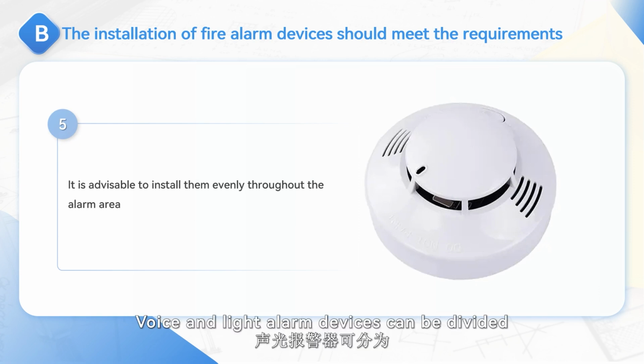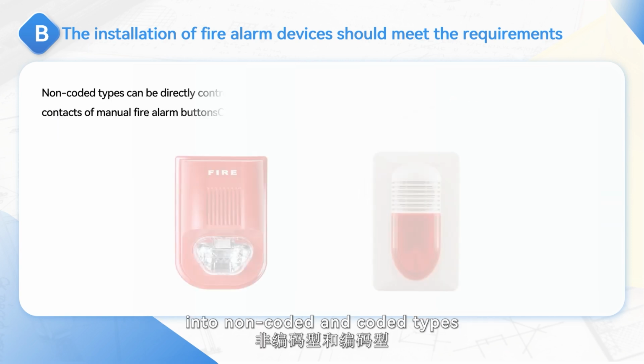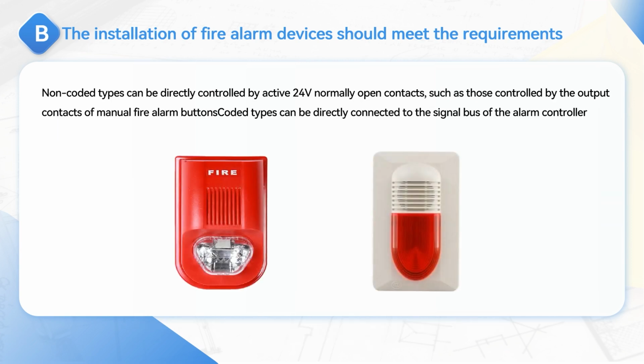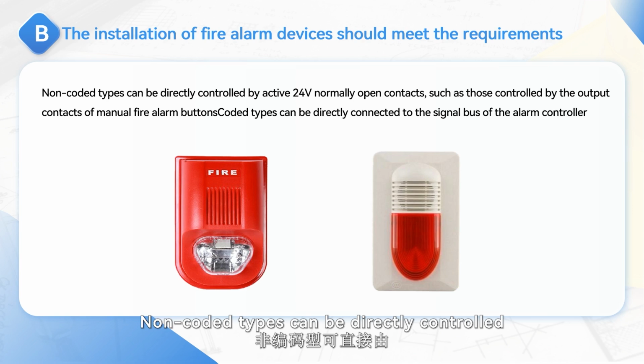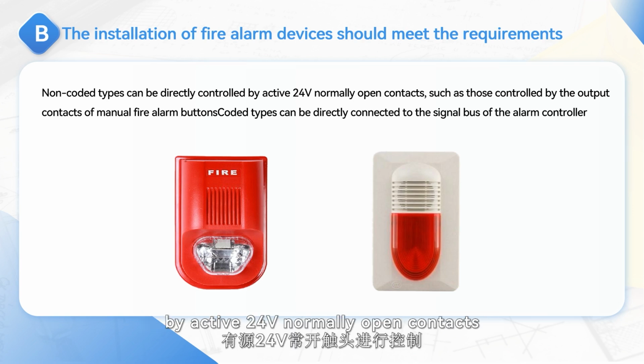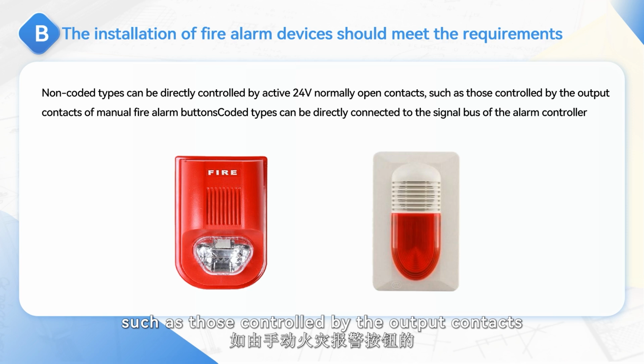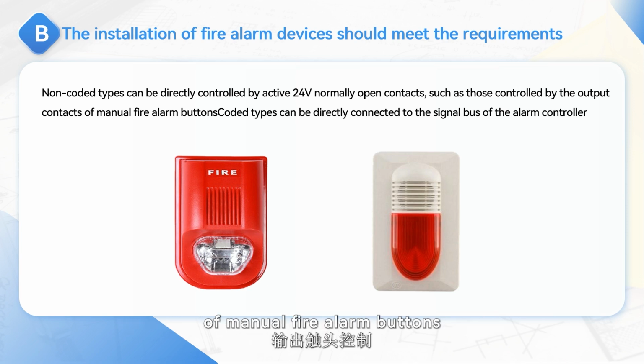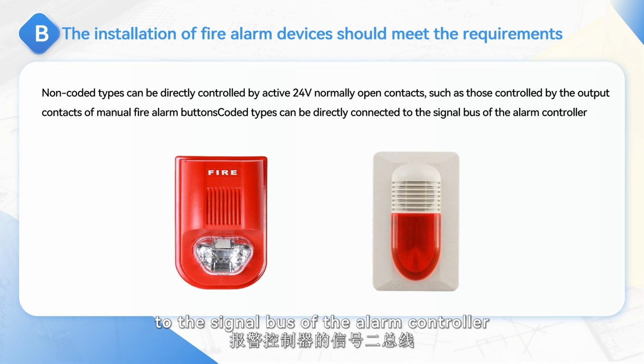Voice and light alarm devices can be divided into non-coded and coded types. Non-coded types can be directly controlled by active 24-volt normally open contacts, such as those controlled by the output contacts of manual fire alarm buttons. Coded types can be directly connected to the signal bus of the alarm controller.